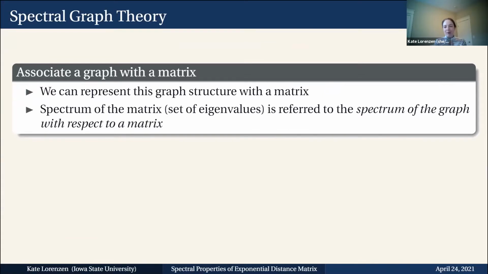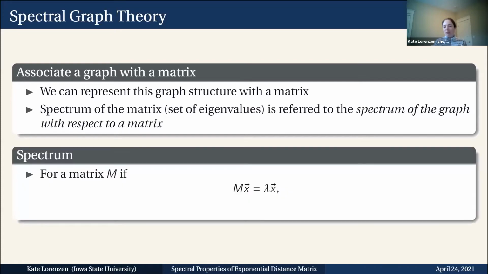since the matrix is really just a representation of the graph. For people who maybe haven't seen linear algebra in a while, we have a matrix M and I multiply it by a vector x, such that it gets a scalar lambda times that vector x back. I'm going to call x my eigenvector and lambda my eigenvalue. So when we're talking about my eigenvalues, I'm talking about these values of lambda here.